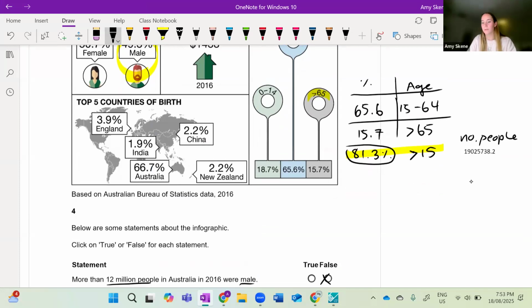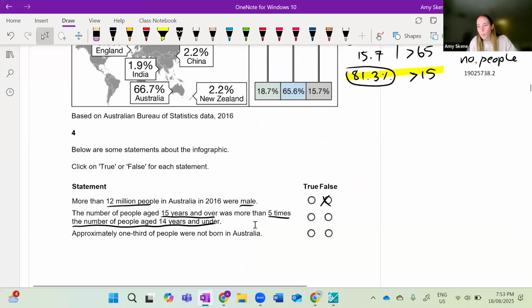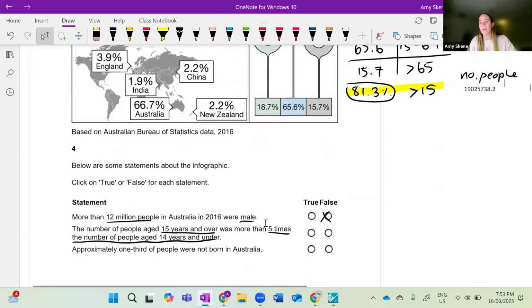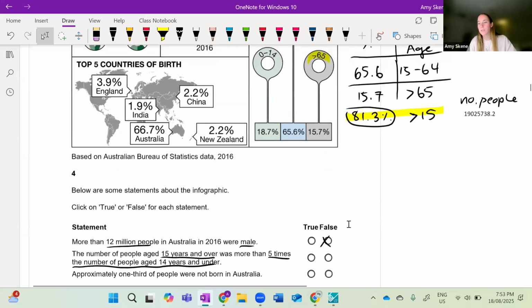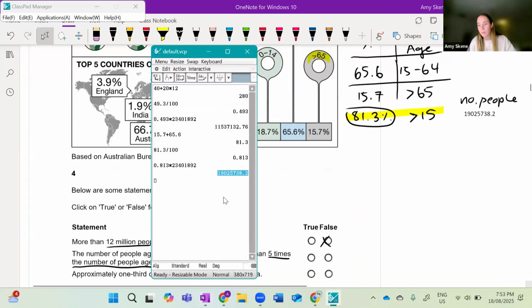Number of people over 15 years of age was more than 5 times the number of people aged 14 years and under. So 14 years and under is 18.7% of the population. I'm just going to get straight into it and write 0.187 as the decimal form of 18.7, and I'm going to multiply that by the number of people in Australia at that year. It's going to give me an answer, and I wanted to know whether or not it was more than 5 times.